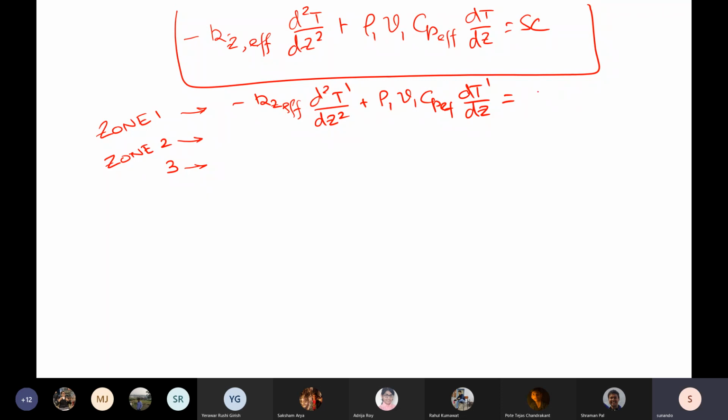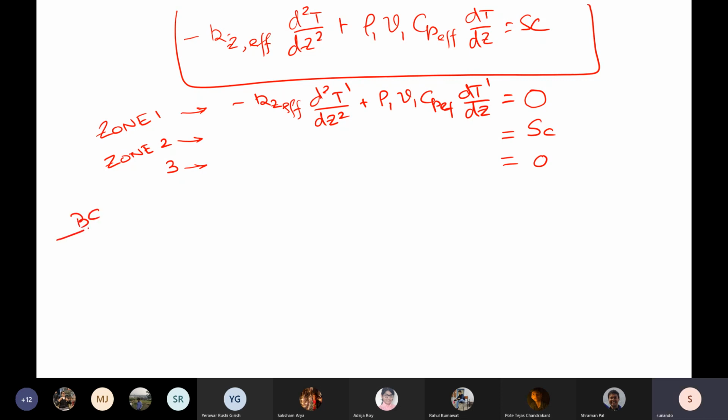Nothing takes place in zone 1, so there will be no heat generation. Zone 1 is filled up with inert particles, so therefore this is going to be 0. For zone 2, the source term SC is going to be some value, and for zone 3, this is going to be equal to 0. Okay? Any question?